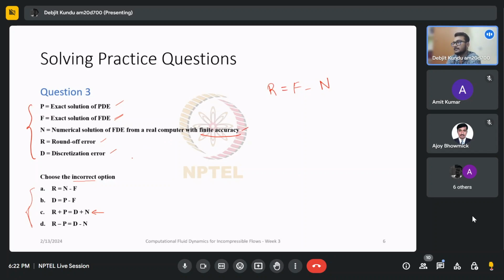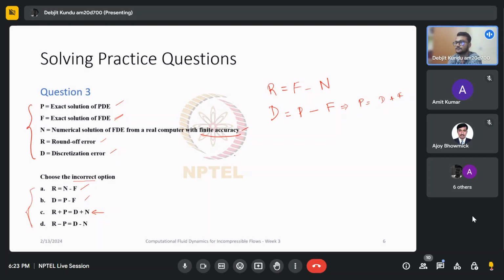So F is the exact solution of the FD and N is the numerical solution using a real computer with finite accuracy. And then we should look at the discretization error D, which is the difference between the PD and the FD. So the difference here is between P and F. So straight away we can see that option A and option B are correct because these two are true by definition. Then we can use combinations of them. From this equation, P is basically equal to D plus F.